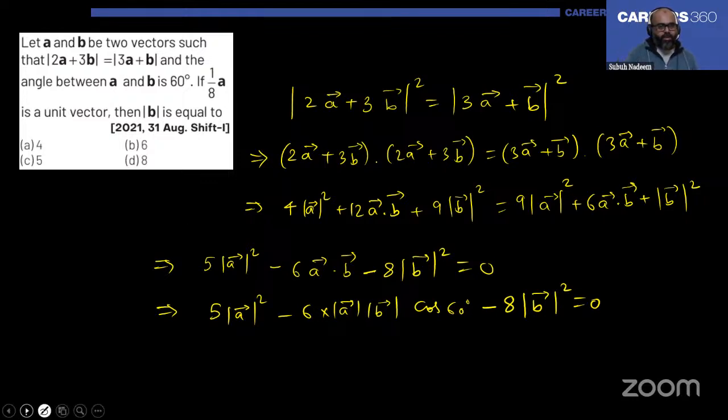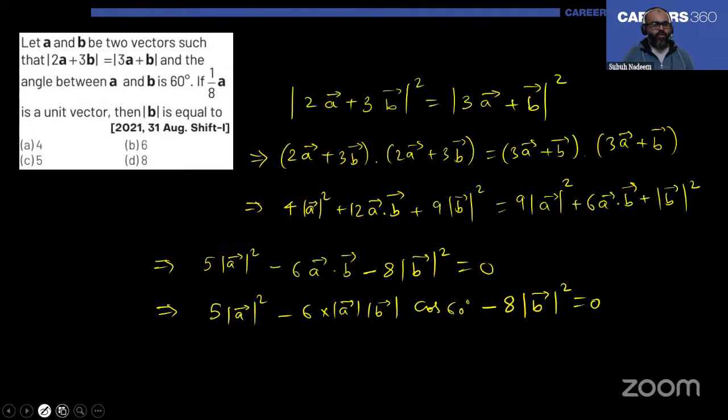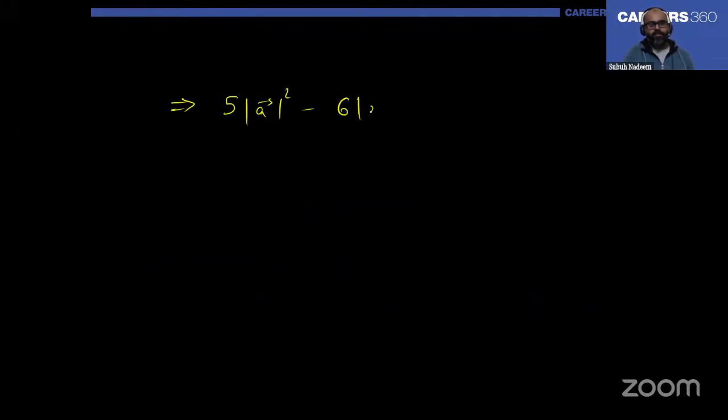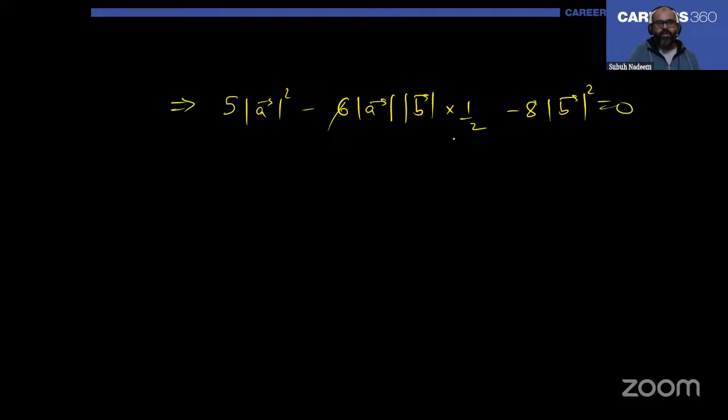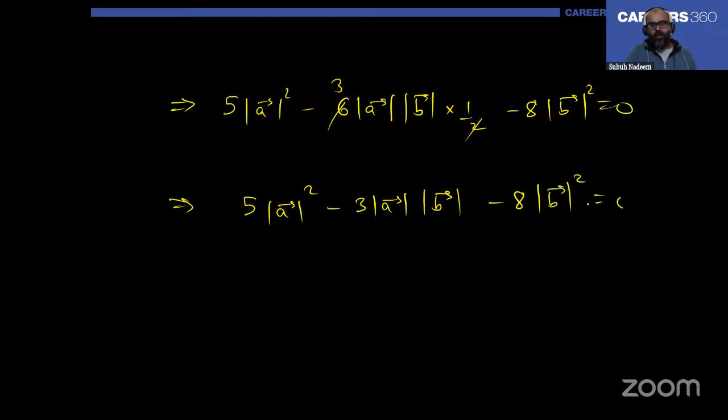So next we have 5 mod A square minus 6 mod A into mod B. Cos 60 degrees is half. So it will be half minus 8 mod B square is equal to 0. Now this will become 2, 3 is 6. So 5 mod A square minus 3 mod A mod B minus 8 mod B square is equal to 0.